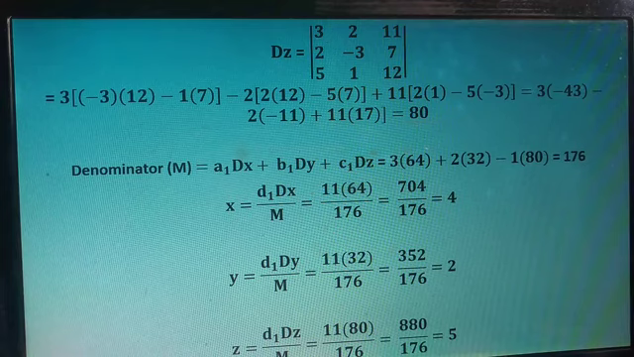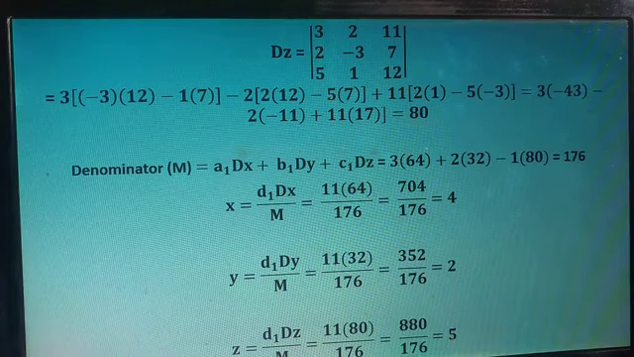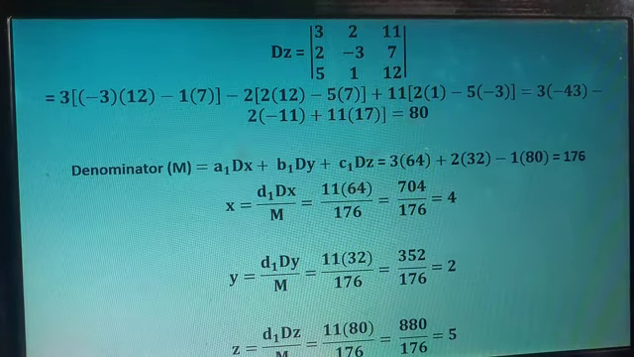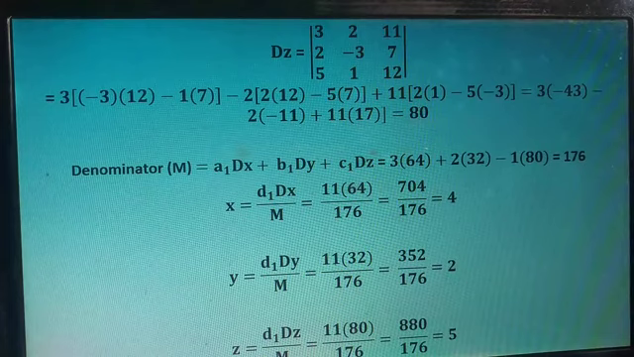So that marks the end of this video, and I have simply shown you how Musonda's method can be used to solve linear systems of equations in 3 variables.